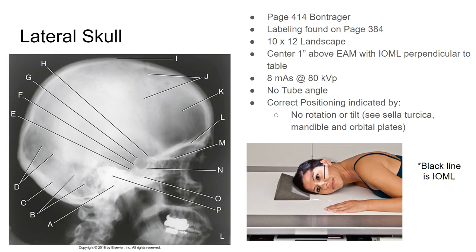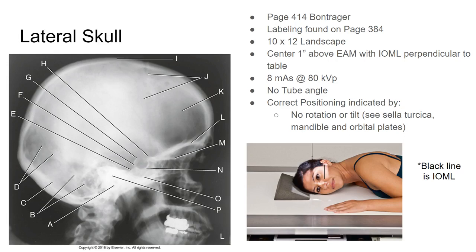I find that wording a little bit confusing. When I look at this IOML, to me it should be parallel to the table. But really and truly, when I do this position, I want to make sure that IOML isn't way up here. That would indicate that her neck is extended too much, or that IOML isn't way down here, because then she'd be flexing too much. You really want it nice and straight and facing you. You can also use the interpupillary line to help you as well, and make sure that's nice and perpendicular to the table. This projection has no tube angle, and you'll use 8 mAs at 80 kVp.